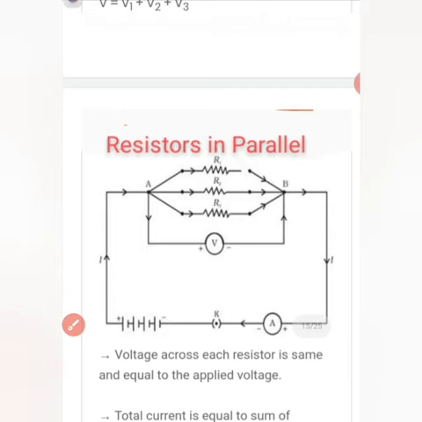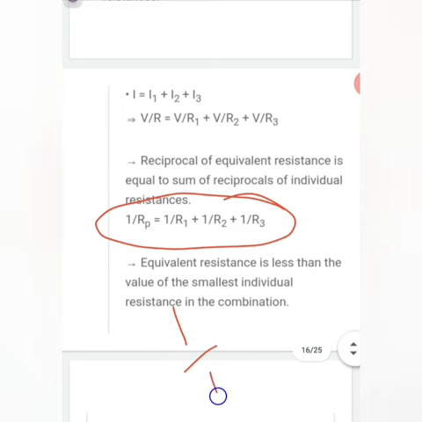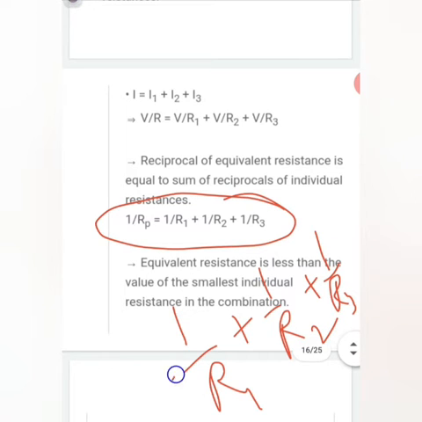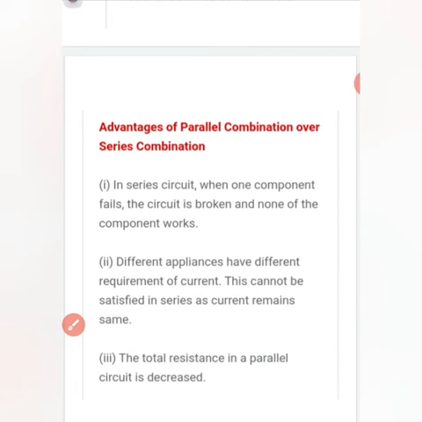Now let's move to see the relation for parallel combination, that is 1 upon R1 plus 1 upon R2 plus 1 upon R3 and so on, for however many resistances are connected, which means the sum of reciprocals of individual resistances. Then what are the advantages of parallel and series combination? Which circuit is preferred in our houses? Parallel is much more comfortable than series in our houses.